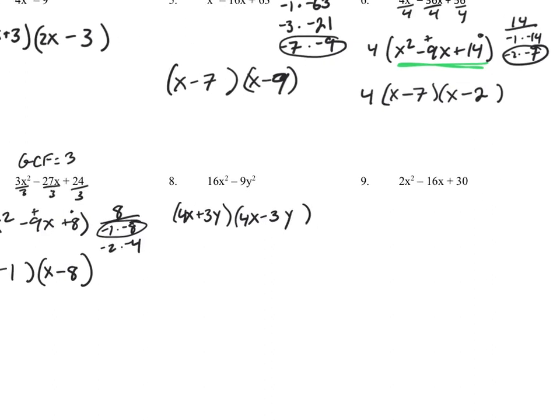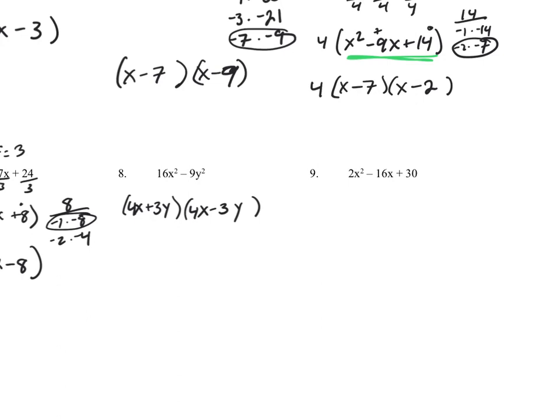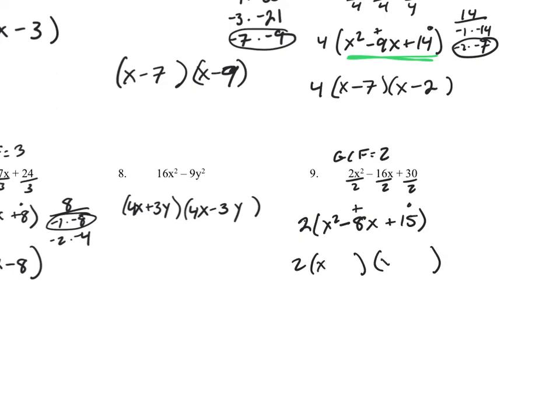Okay, last one. We do have a greatest common factor here, GCF. Our GCF is 2. So we want to divide that out. So we have 2 times x squared minus 8x plus 15. And we want to try to factor this further. So we want two numbers that multiply out to a positive 15 that add up to a negative 8. So let's see if we can come up with some. And that would be negative 3 and negative 5.